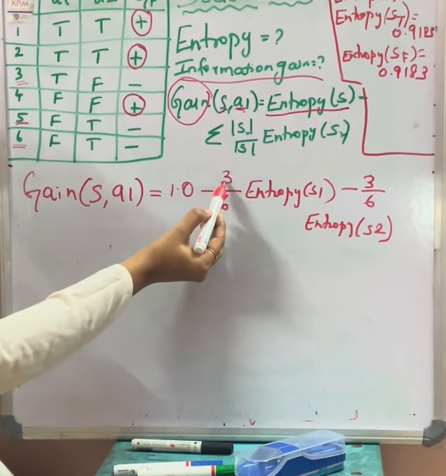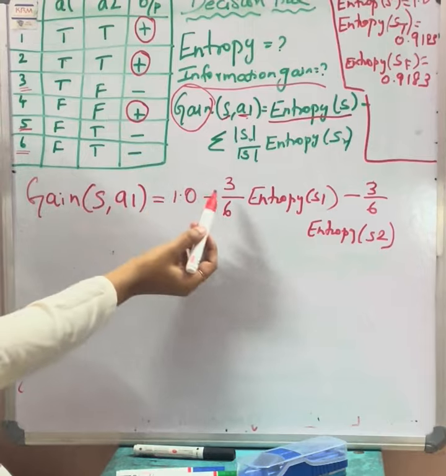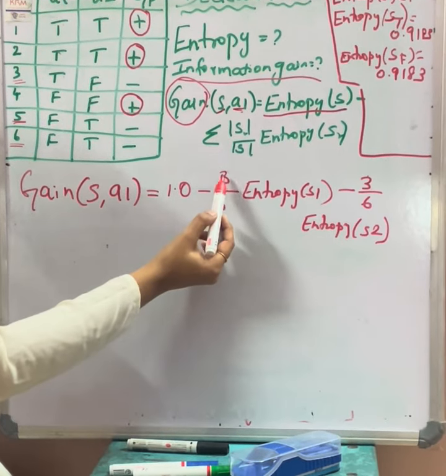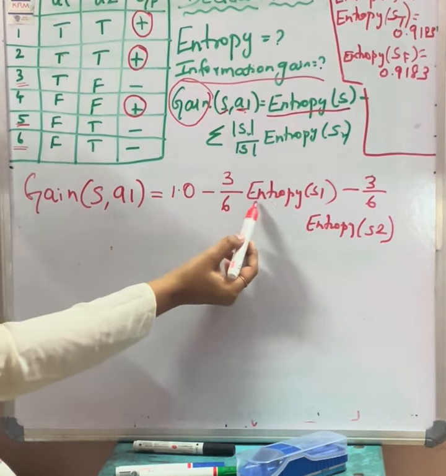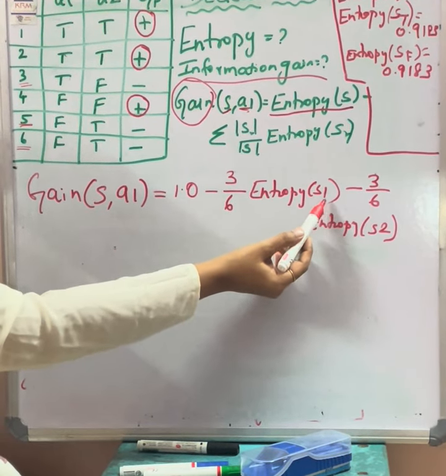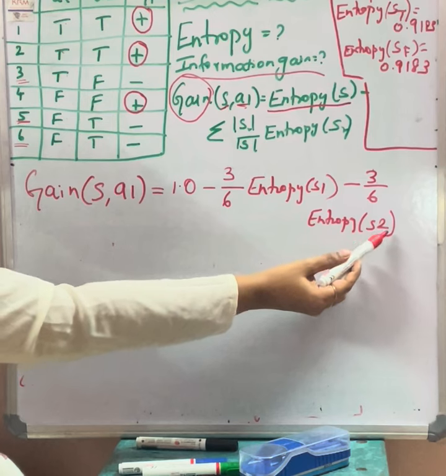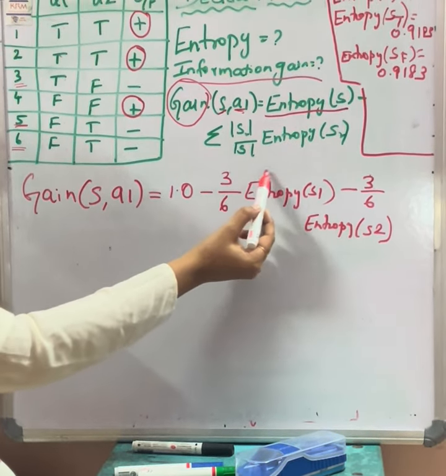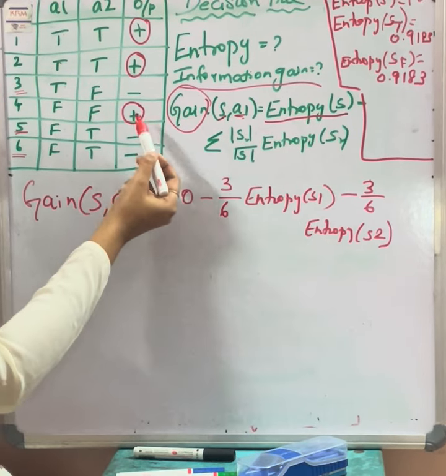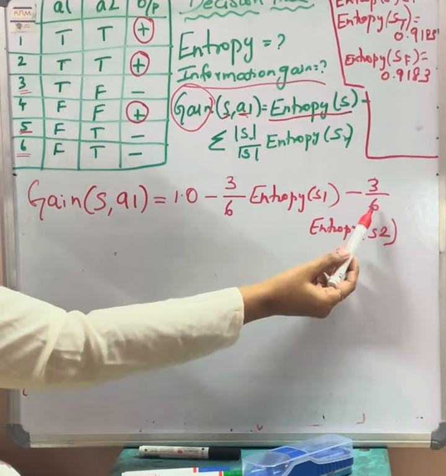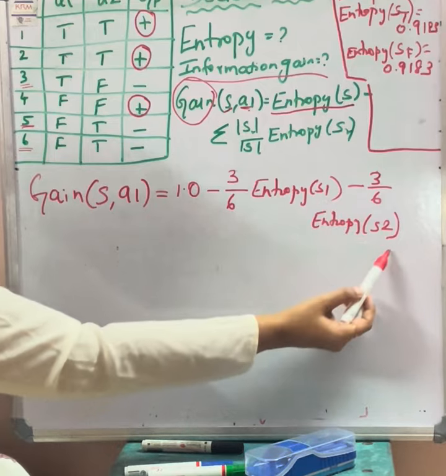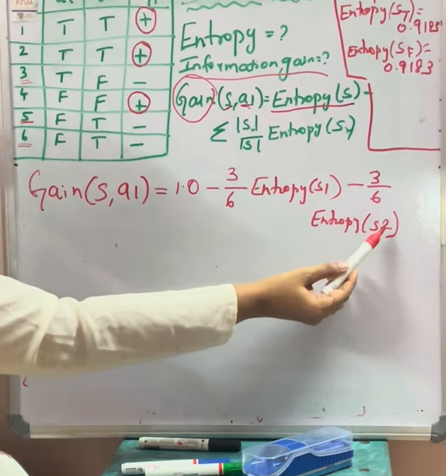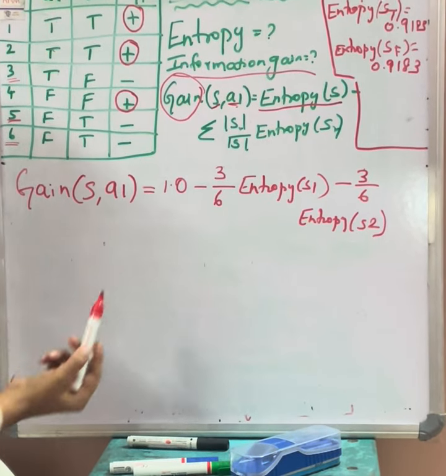So here we have 3 positive values in A1 and 3 negative values in A1 out of 6 samples. So we have written 3/6, and entropy of S1 is nothing but the true value, and entropy of S2 is nothing but the false value. So for the 3 positive values, how much information gain with respect to the positive outcome, and for the 3 negative values out of 6, how much information gain has been done for S2, that is the false contribution with respect to the outcome.